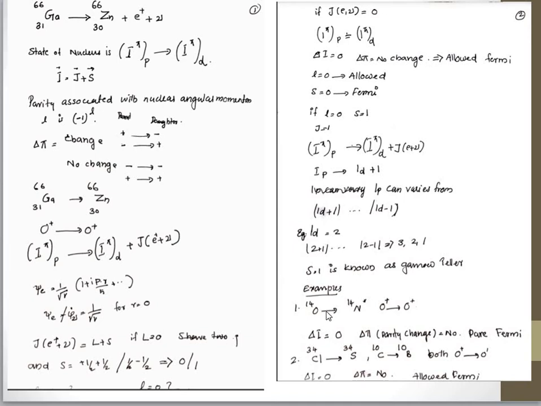Okay, let us consider some examples. O14 gives N14, its transition is 0 plus to 0 plus. So delta I is 0 plus 0 minus 0, that is 0. Delta I value is equal to 0. Then what about pi? There is no change in pi. So delta pi is equal to 0, because 0 plus to 0 plus. So delta I is equal to 0. Now parity. This reaction is a pure Fermi reaction.